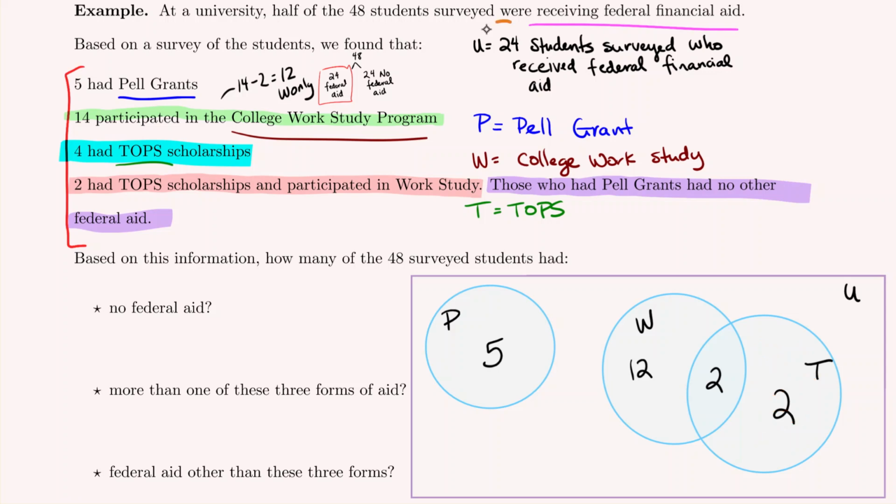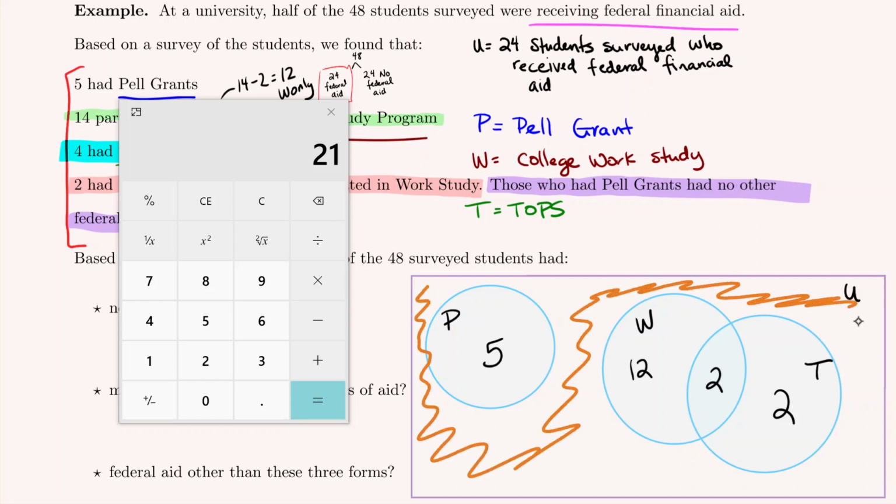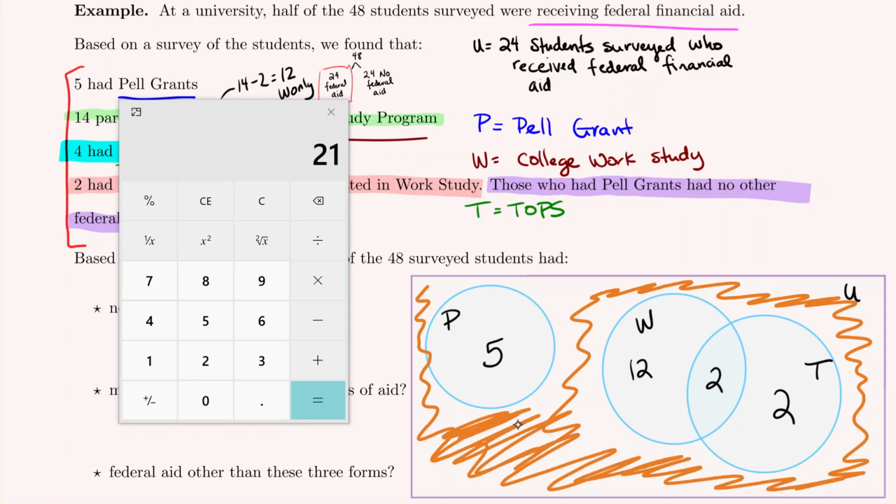Okay, now add this together. How many students were in our universal set? 24. However, we have so far only accounted for 5 plus 12 plus 2 plus 2. We've only accounted for 21 students. So we know the remaining 3 students must be students who said yes to the question of financial aid. However, they do not have a Pell Grant, they don't have a work study, and they don't have TOPS. So the remaining 3 students must be in this exterior section that does not include the P, W, or T.